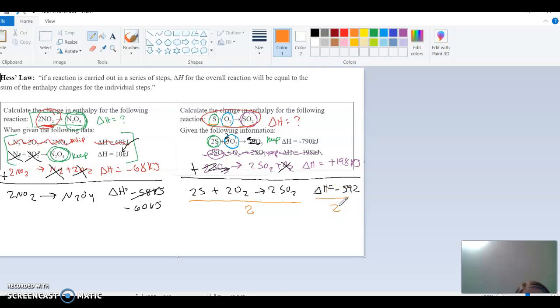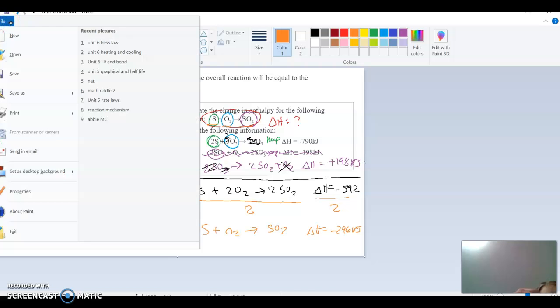Hess's law says whatever you do to the equation, you can do to the H also. So I'm going to divide everything by 2. I'll get S plus O2 makes SO2. That's the equation that I wanted, and so my H is now divided by 2, negative 296 kilojoules. And that's what Hess's law is.